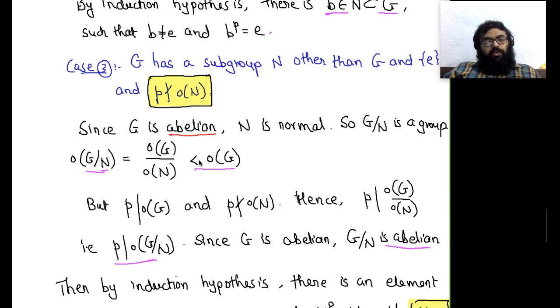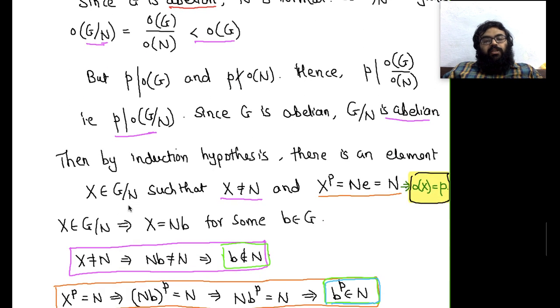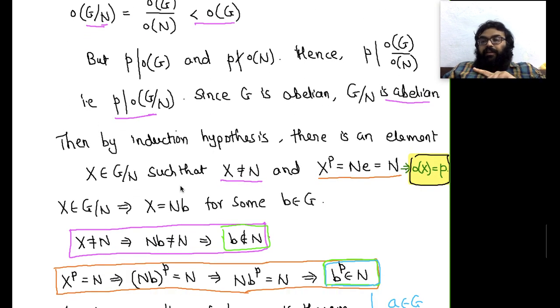So by induction hypothesis, because it has order less than order of G, there is an element x which is not identity. Identity of G quotient n is n. So x is not equal to n, and x power p equals n.